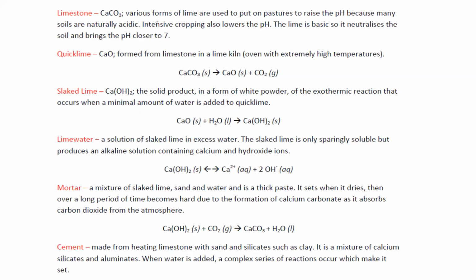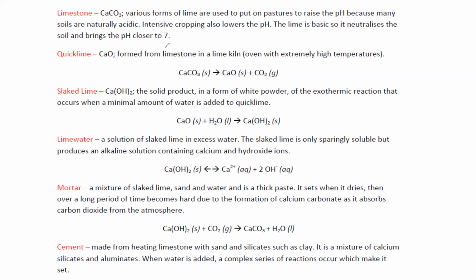First, we have limestone. What is limestone? Limestone is known as calcium carbonate, CaCO3. What are the uses of calcium carbonate? Calcium carbonate can be used to neutralize the soil, like acidic soil.